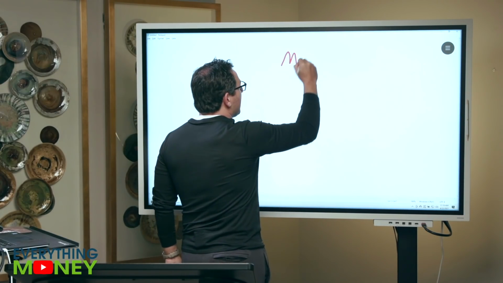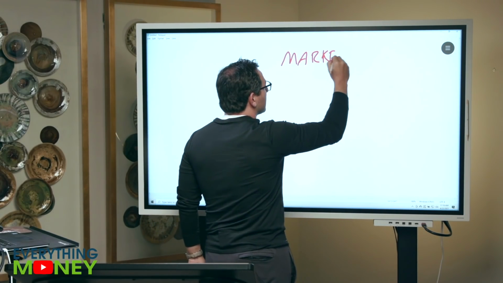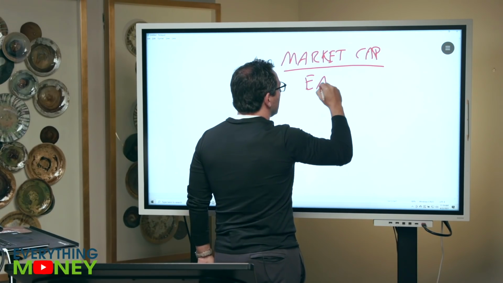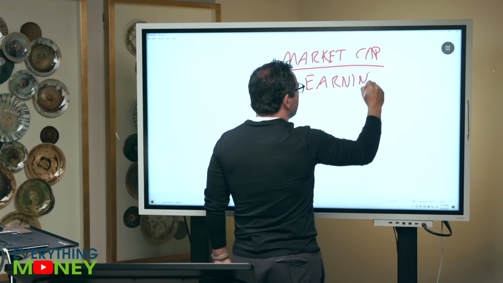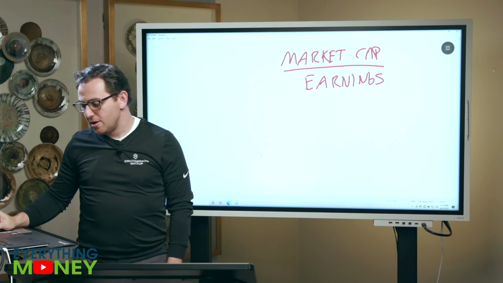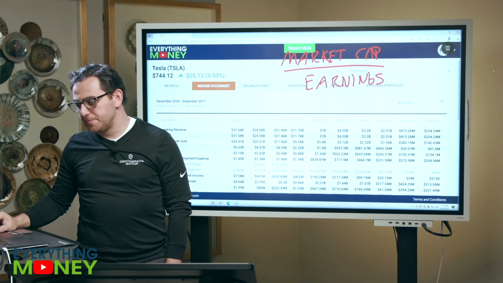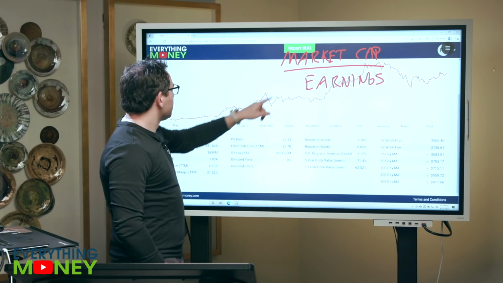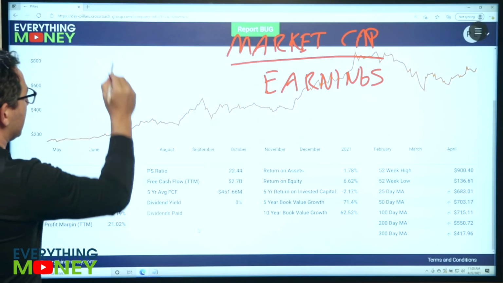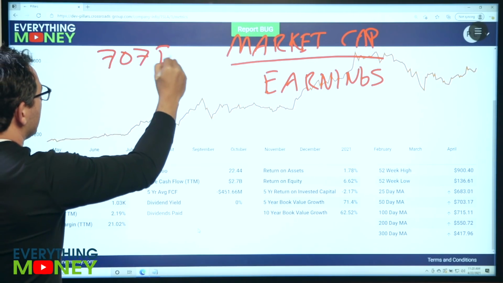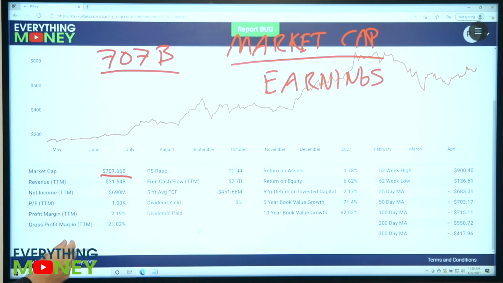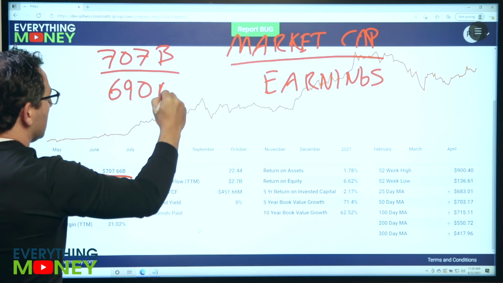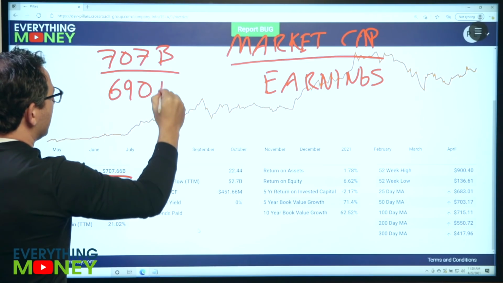We're going to do market cap divided by earnings, okay? Now, here's the great news, Seth. Our wonderful Everything Money software has it for you on the very first page. Market cap, $707 billion, and earnings over the last 12 months, $690 million. Okay, so let's call it 0.69 billion.